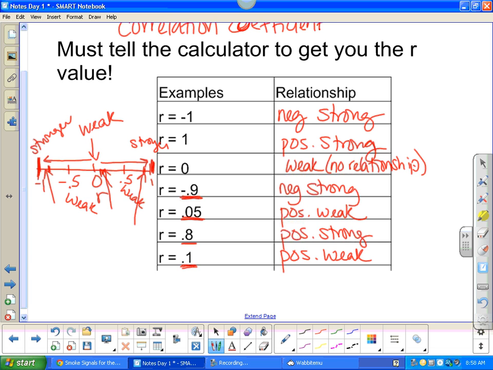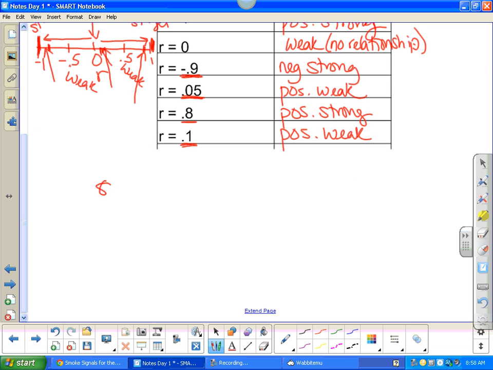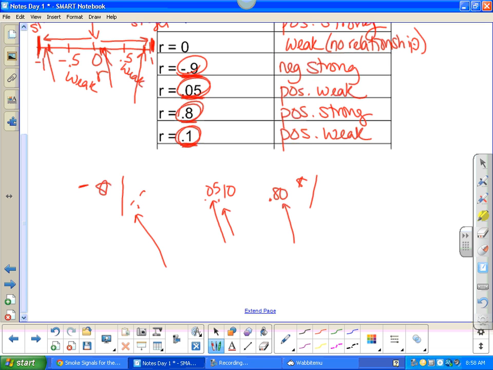If you have trouble with the decimals, think about it in terms of money. A dollar, or a negative dollar, and a positive dollar are super strong. But if I have 0.1, that's like having 10 cents. That's really far away from a dollar. But if I have 0.8, that's like 80 cents. That's closer to a dollar. If I have 0.05, that's only a nickel. That's really close to having nothing. And the same thing with negatives. If I have negative 0.9, that's negative 90 cents. That's strong because that's really close to a negative 1. So if it helps, think about it in terms of money.